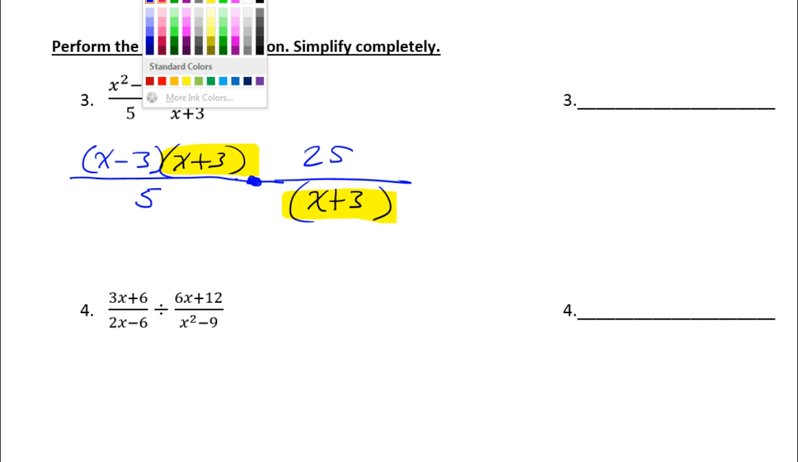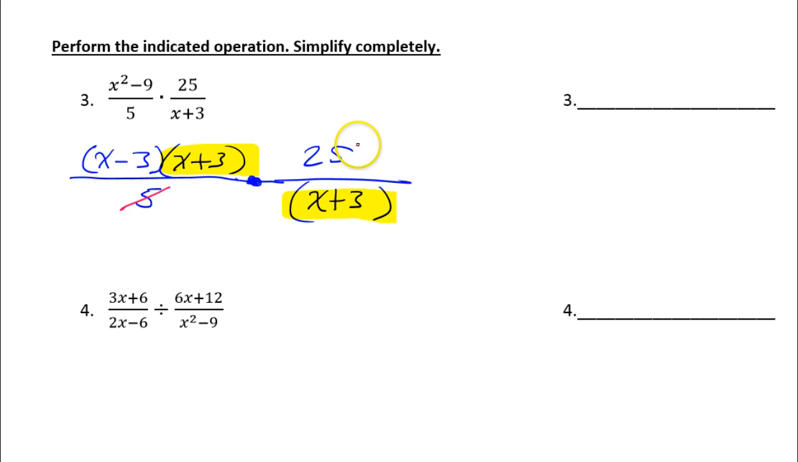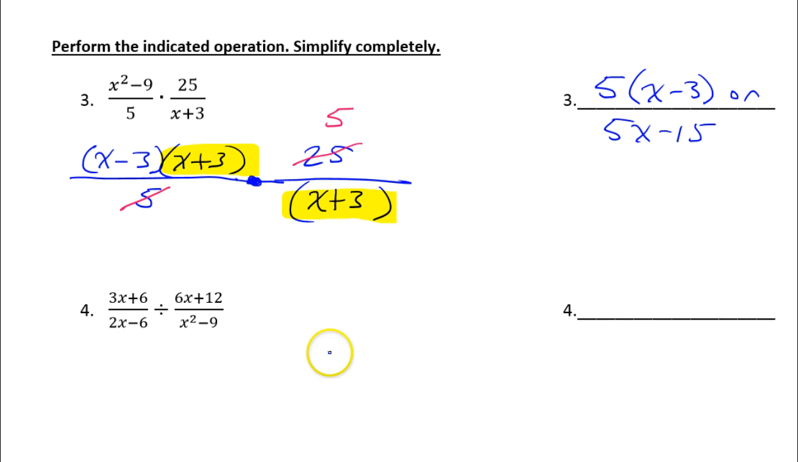Also, 5 divides evenly into 25 5 times. So for the final answer, that is going to leave 5 and then x minus 3. If you put 5x minus 15, that's also great.